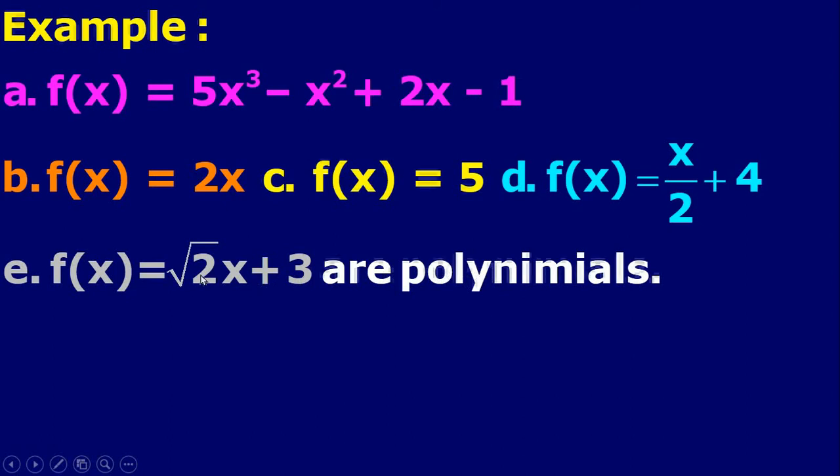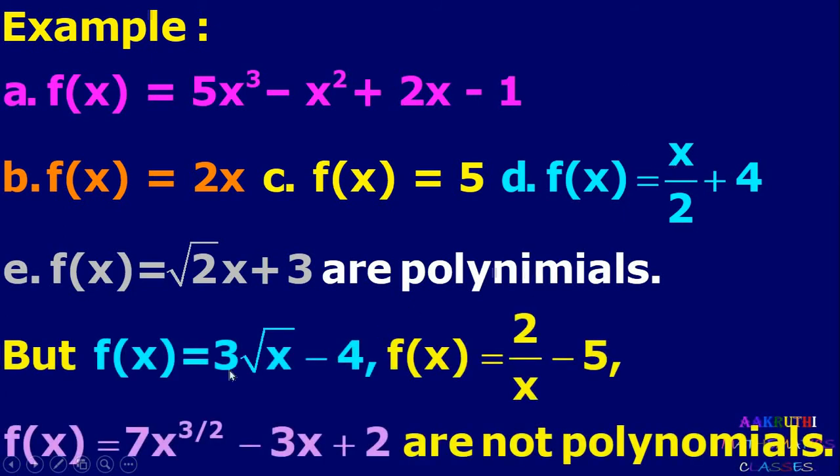And here we have root 2 x plus 3. Now here root 2 is a real number and x power is 1. So therefore root 2 x plus 3 is also a polynomial function. Here we have x by 2 plus 4, and this can be written as 1 by 2 into x plus 4. 1 by 2 is a real number and here we have x power 1. So therefore f of x equal to x by 2 plus 4 is also a polynomial function. All these are polynomial functions.